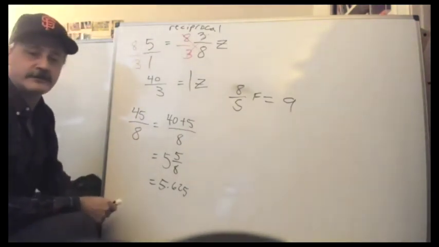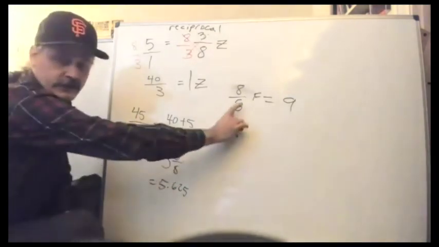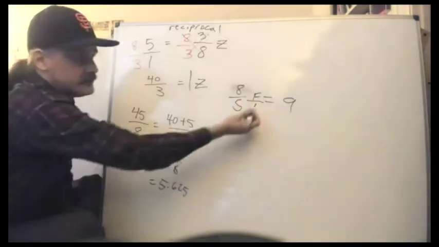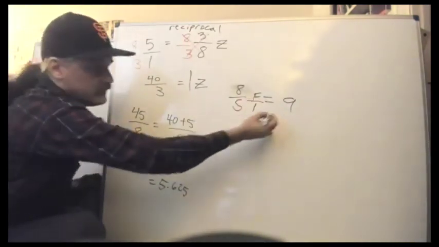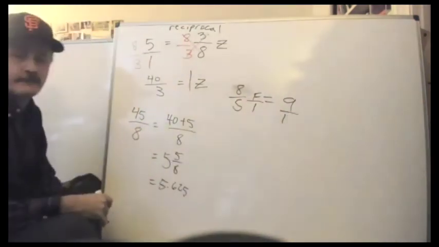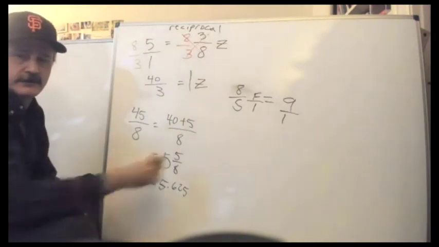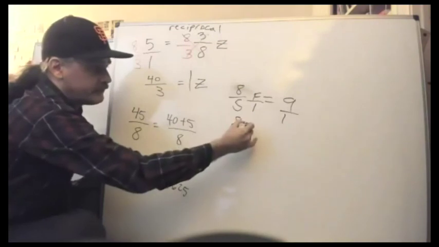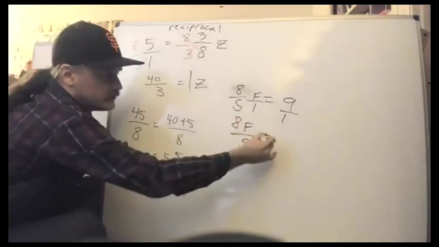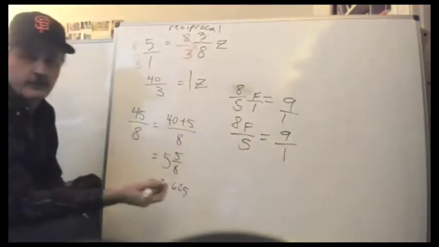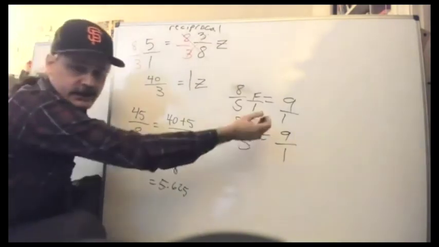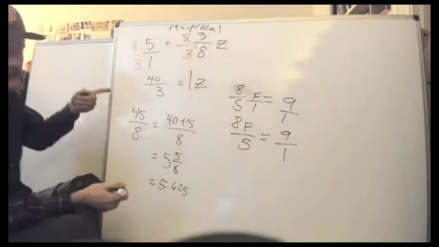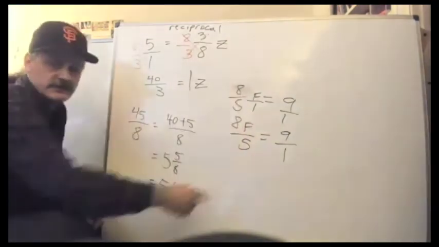All right, now here's another way to think about it. Same problem. You can put a 1 under the f, because it's still f divided by 1, and then you can put a 1 under the 9. Now multiplying two fractions, this is 8f over 5 equals 9 over 1. Now you can cross multiply: 5 times 9 equals 8f times 1, so 45 divided by 8. So it gets you just another way of thinking about it.